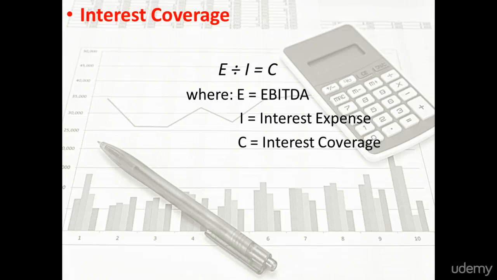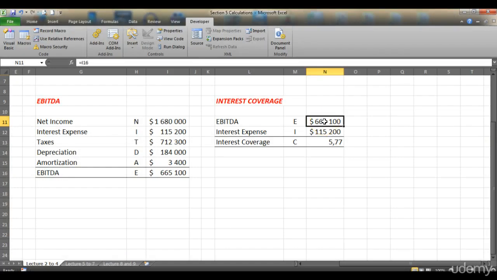Here is the formula: EBITDA divided by interest expense. Let's see an example on the spreadsheet. Here is the example. We use the EBITDA calculated from the previous example and the same interest expense. And the formula is EBITDA divided by interest expense. The ratio is expressed as the number of times interest expense represents EBITDA, in this case almost 6 times.